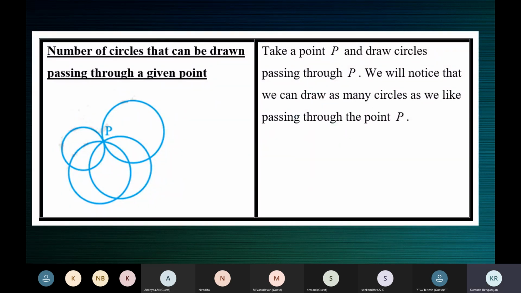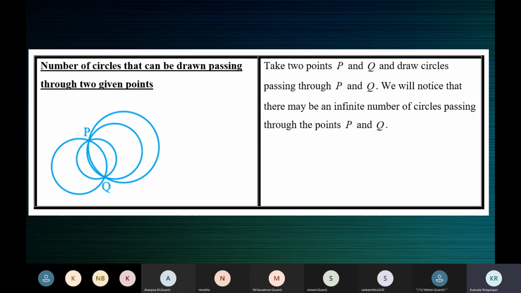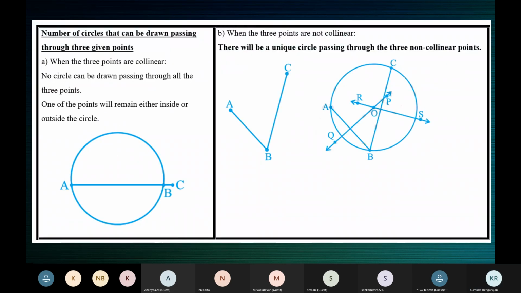Recall this, we did this in the last class. Given a single point P, we can draw as many circles as we like passing through this point P. Given 2 points P and Q, again, we can draw as many circles as we like passing through these 2 points. Number of circles that can be drawn passing through given points: 1 point, many circles; 2 points, again many circles.